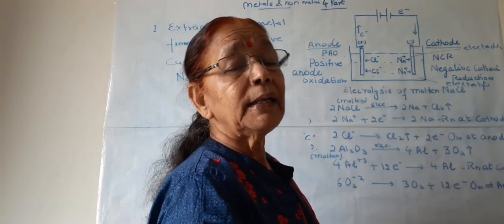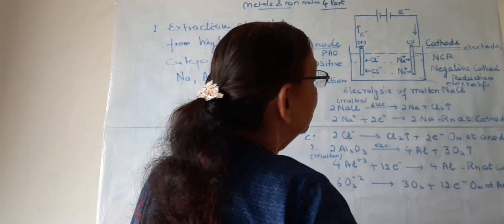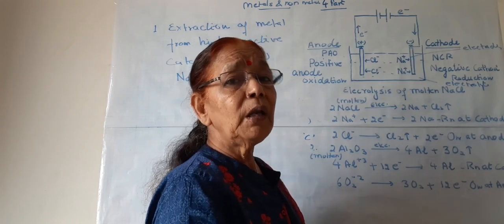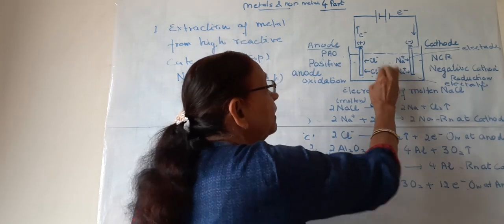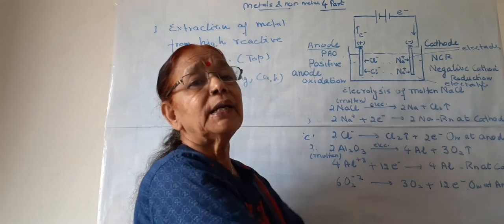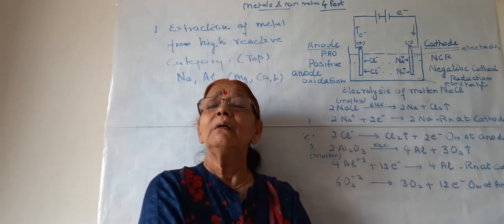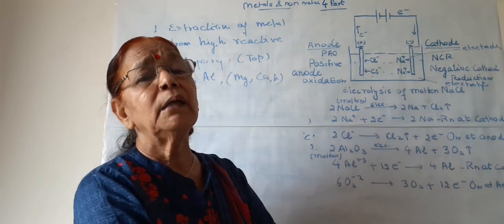That is NaCl, sodium chloride, the common name is rock salt. First of all, it is taken into molten state and this molten NaCl is filled in this cell. Can you tell me why we are melting this NaCl? Why is it taken in molten state?